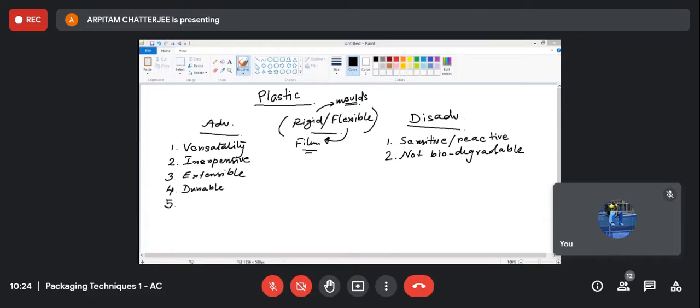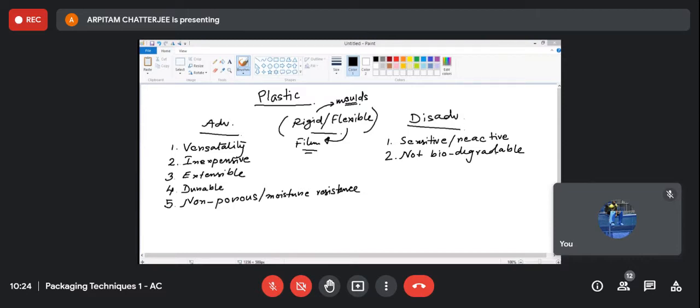Okay, next. One big advantage is that it is non-porous. That is why it gives a good moisture barrier. Plastic is, as you know, generally a non-porous material. It does not have any pores like paper.